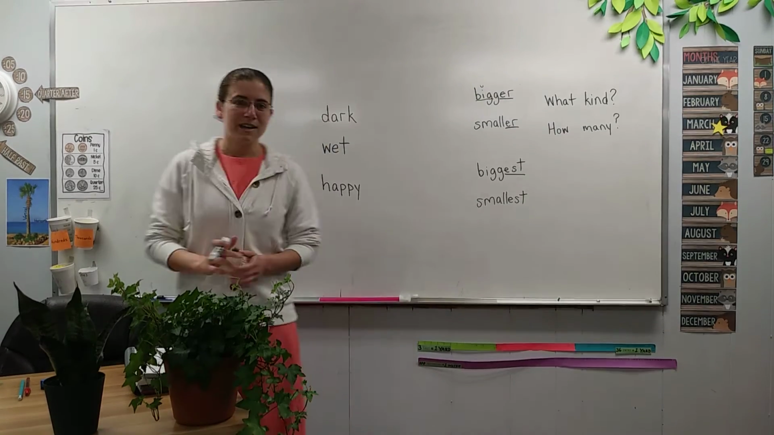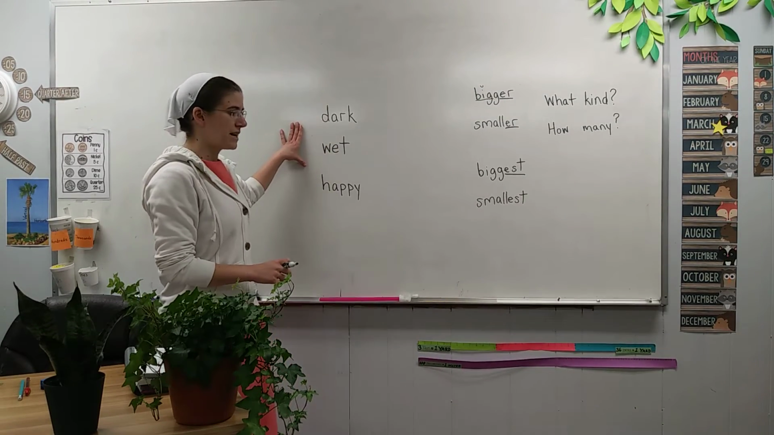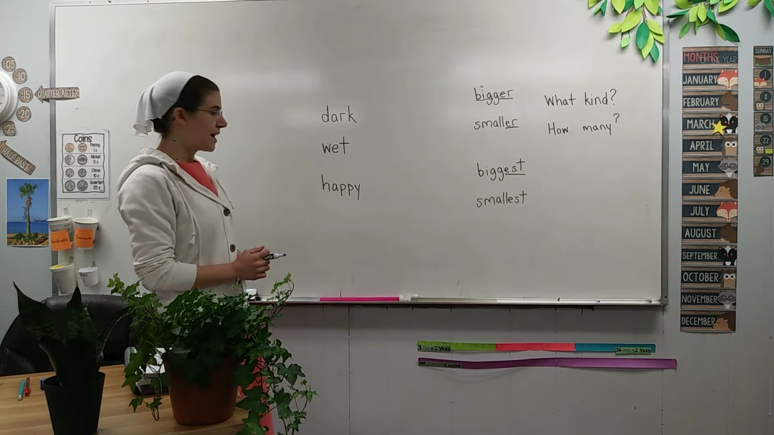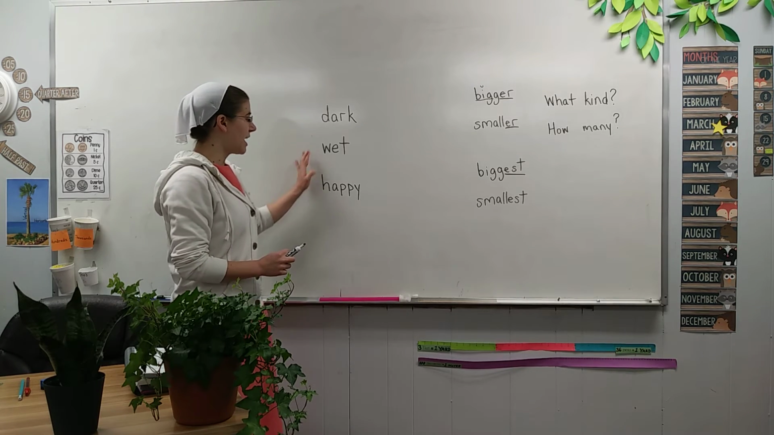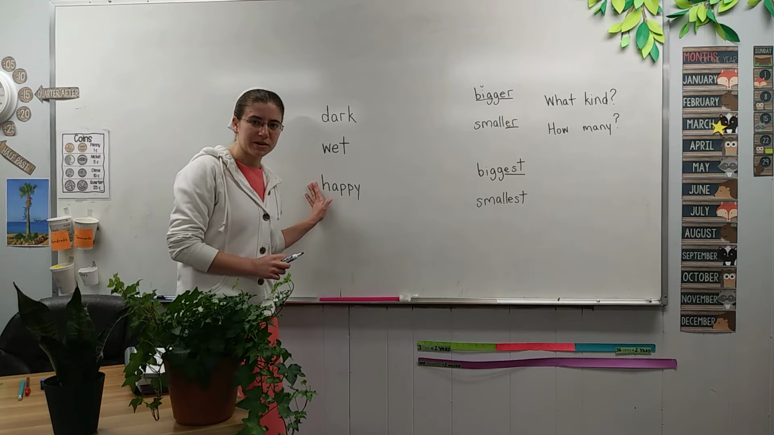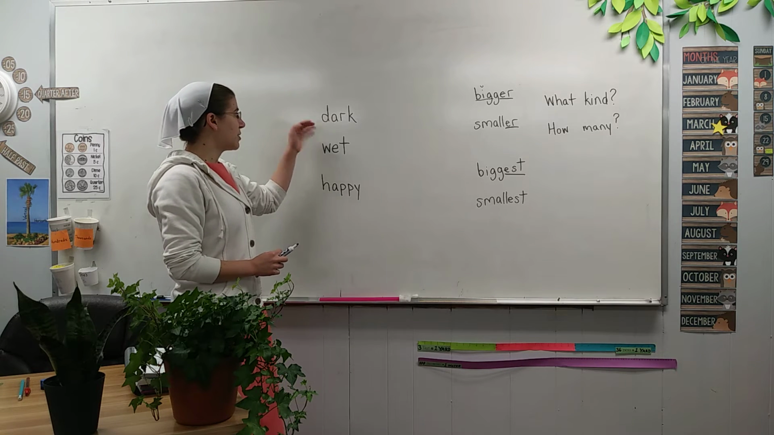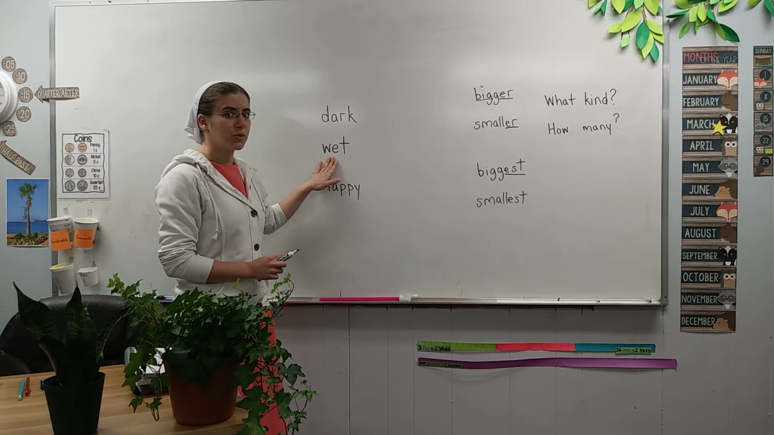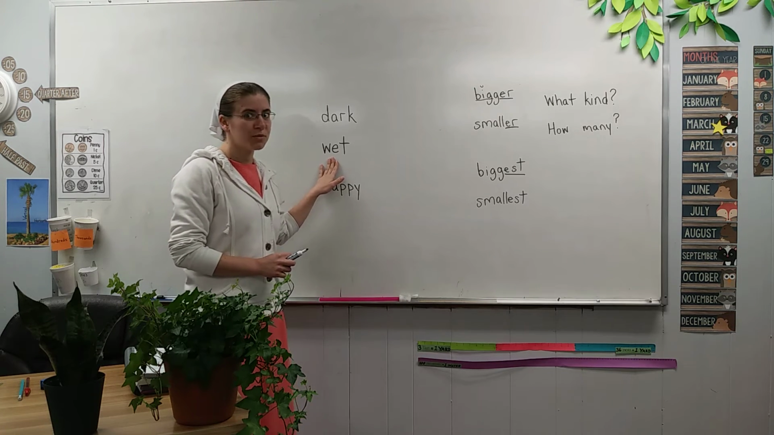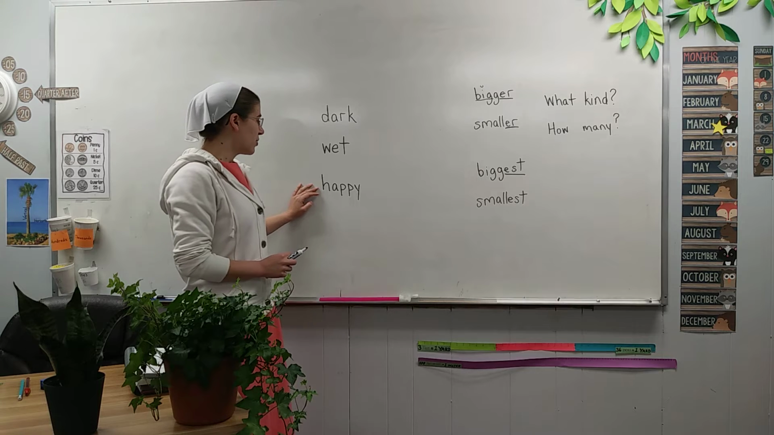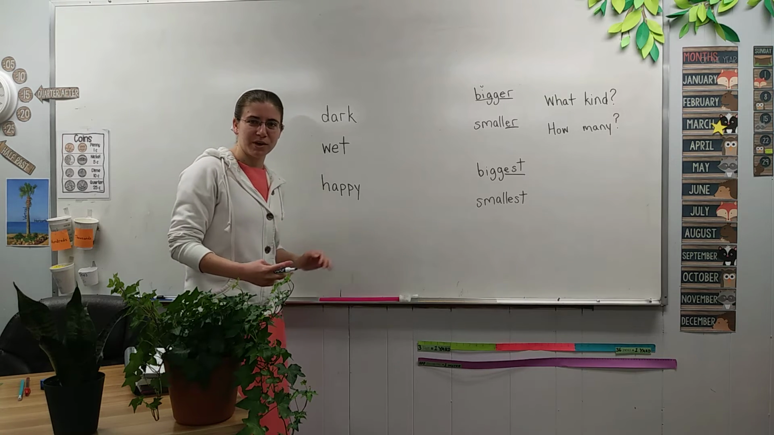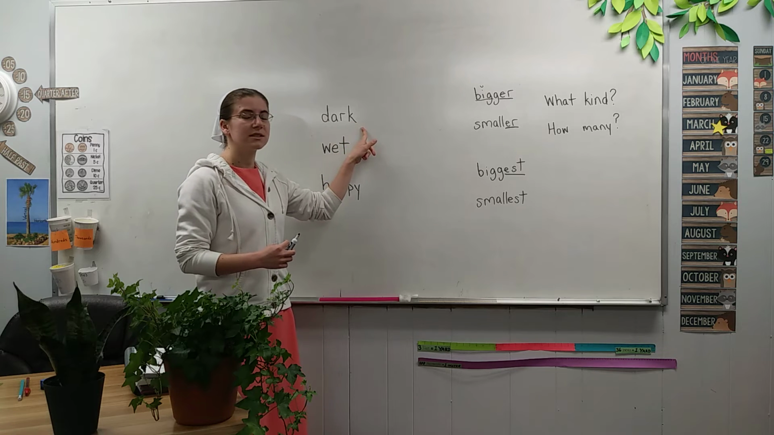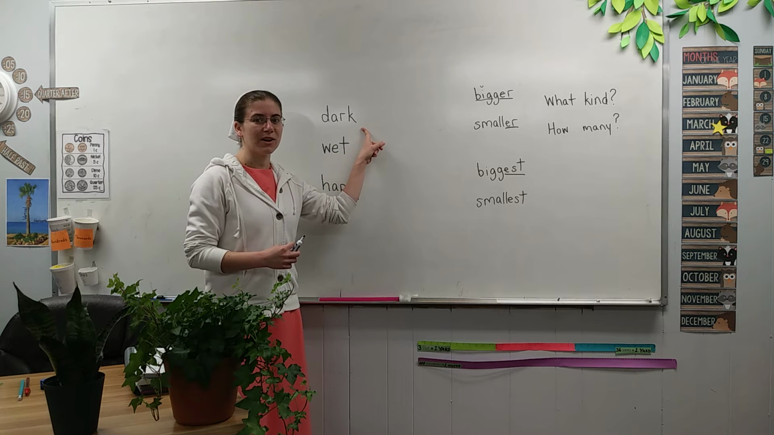So we're going to practice adding ER and EST to some adjectives. These are all adjectives because they can tell about a noun. We can say, what kind of night? Dark night. What kind of rain? Wet rain. We hope it's wet. And what kind of boy? Happy boy. Now we can compare 2 different nights by adding ER to dark.